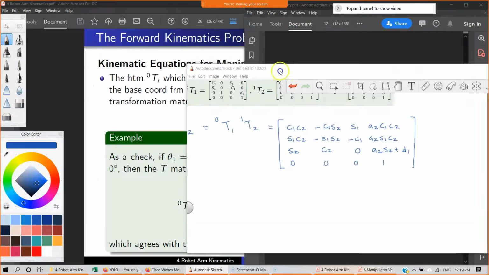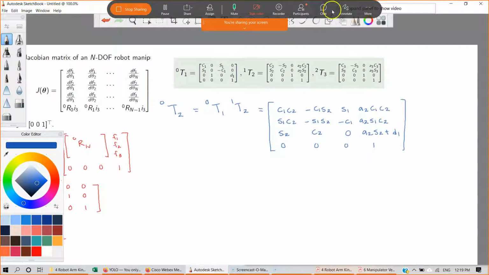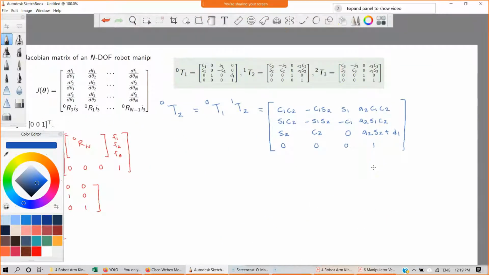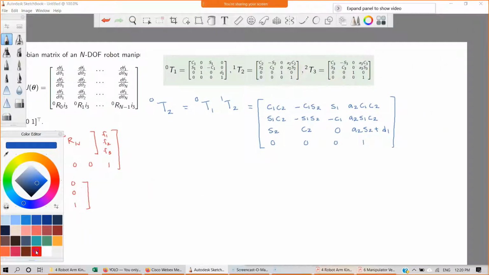All right, looks about correct. Any question so far? So far good. So what is R20? This is R20, right? This is R20. Okay.